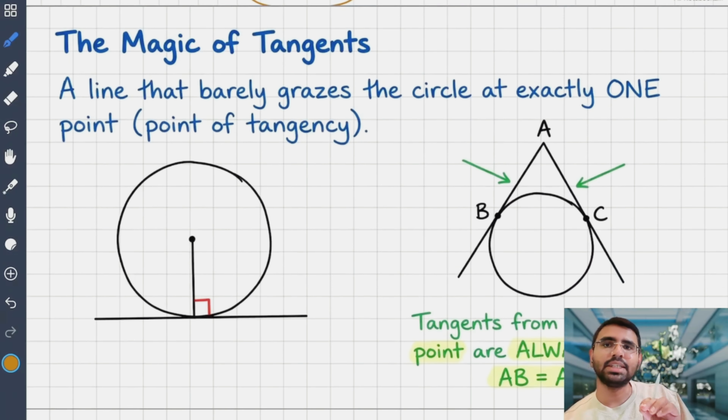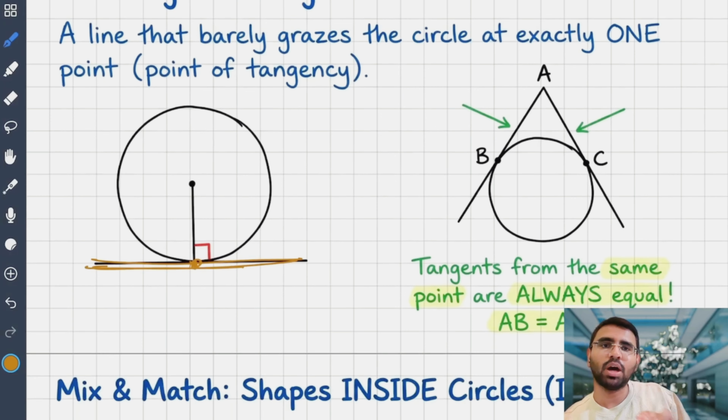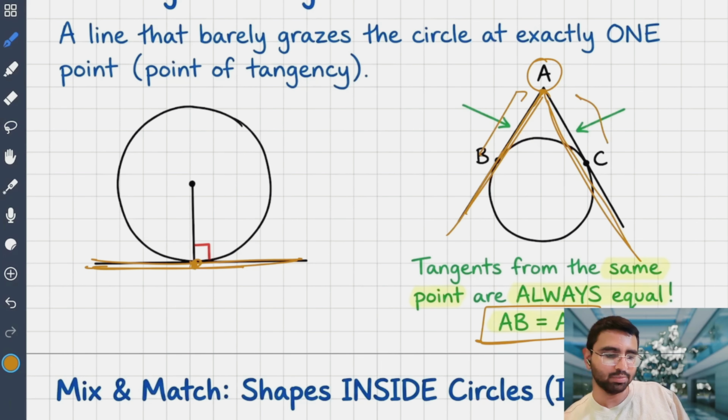Talking about the tangents. A tangent is a line that barely grazes the circle at exactly one point. This is known as the point of tangency. A line touching the circle at one point is known as a tangent. So tangents from the same point are always equal. So this is the point A. One tangent is this, one tangent is this. So AB will be equal to AC.